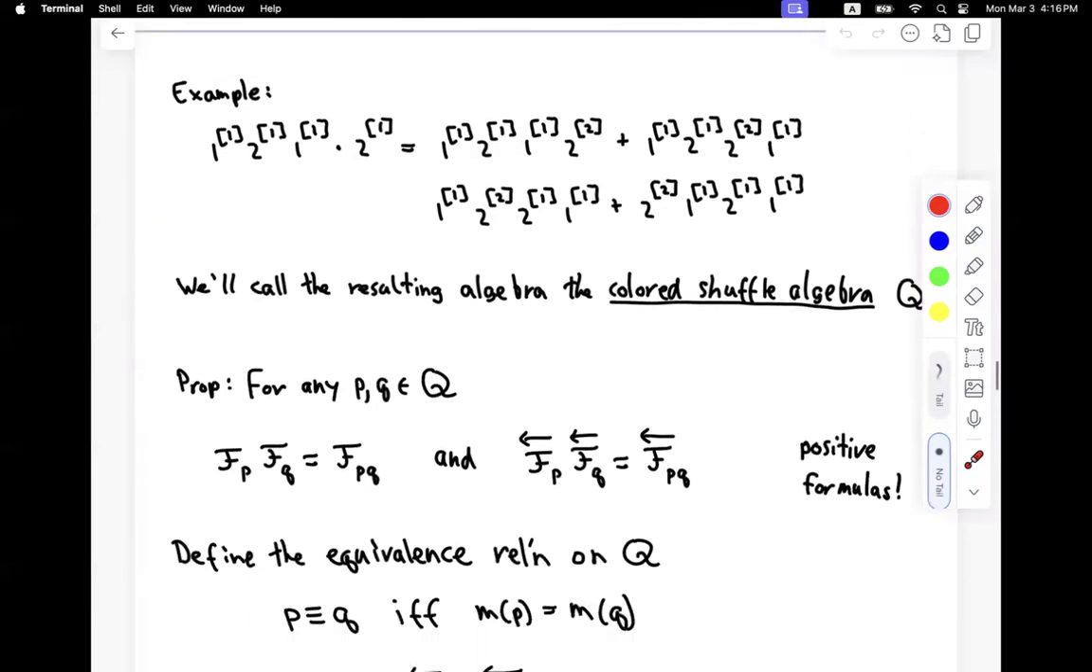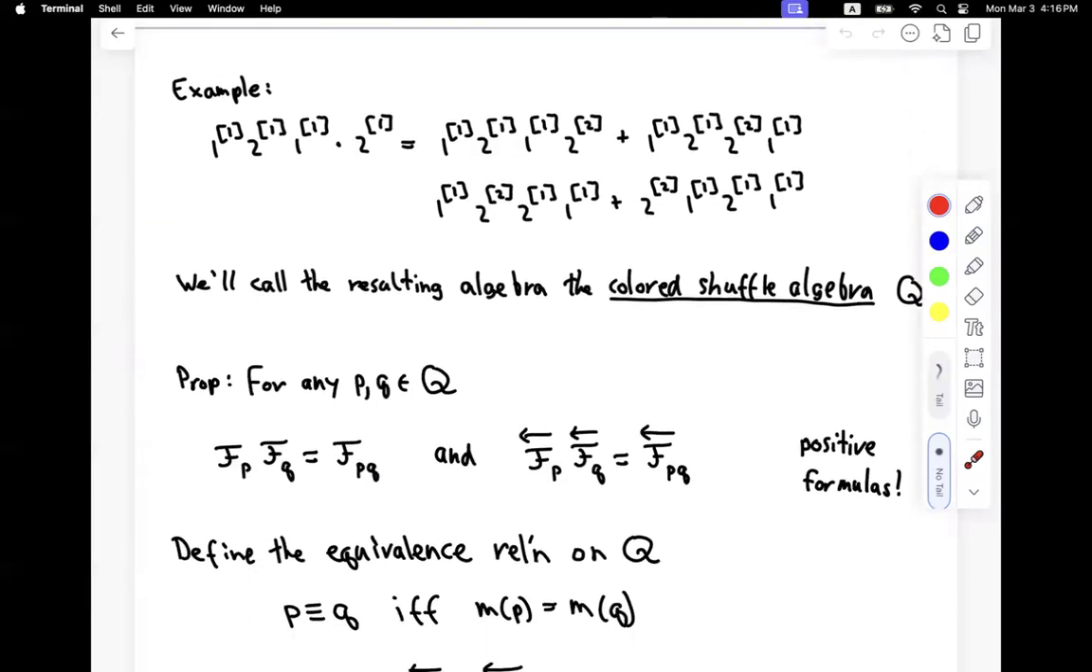So here's a proposition. This, in the case of ordinary words, was done by Asaf and Searles in the ordinary case, and Nadeau and Tewari in the backstable case. And in the case of the colored shuffle algebra, we just say for any P and Q in that algebra, the fundamental slide polynomial of the product equals the product of the fundamental slide polynomials. And the same thing is true for the backstable ones. Notice that this colored shuffle product is positive, and so this is a positive formula for the product of slides or backstable slides.